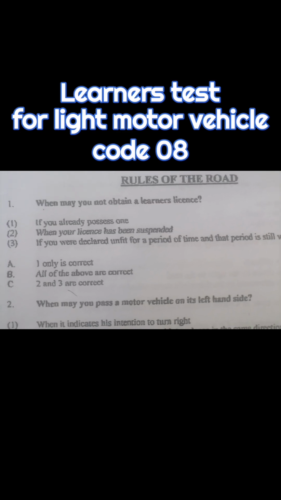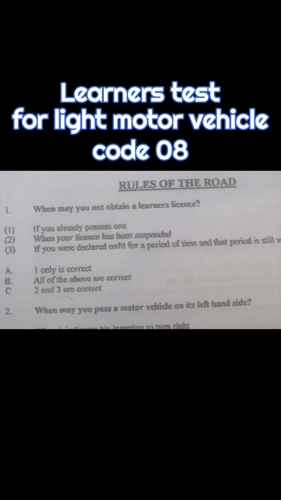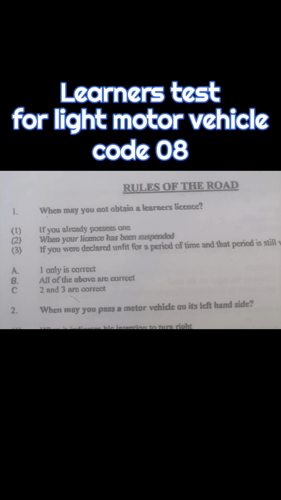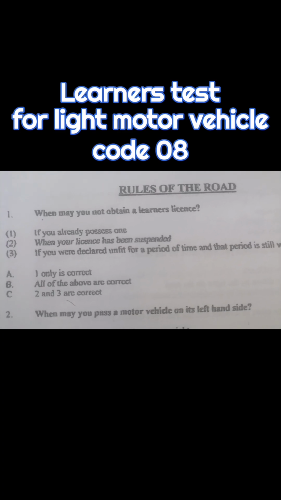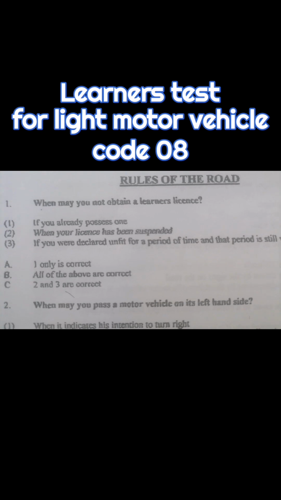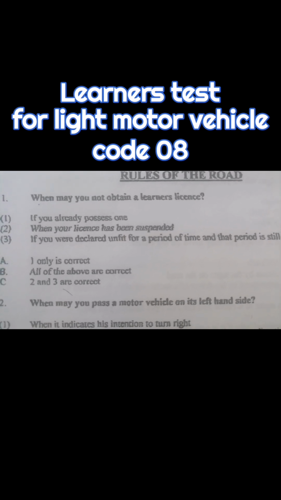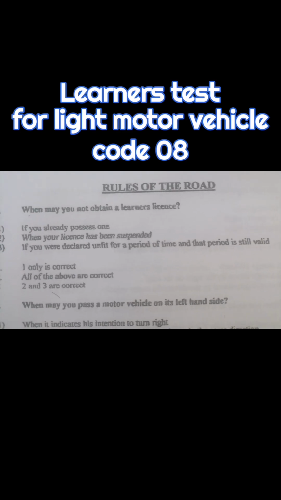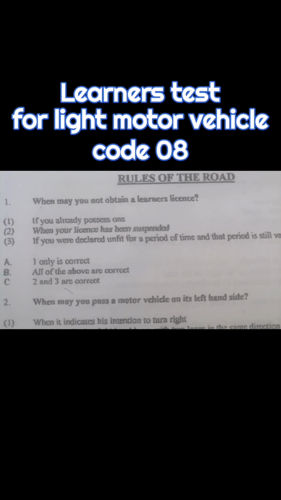Alright, let's look at the first option. They say if you already possess one. Yes, if you already possess one, you don't need to go for another one. Number 2, when your license has been suspended. Yes, you still have a learner's license, it's just on suspension. Number 3, when you were declared unfit for a period of time and that period is still valid. Alright, so in all three of those cases, you may not obtain a learner's license, which is true and correct.